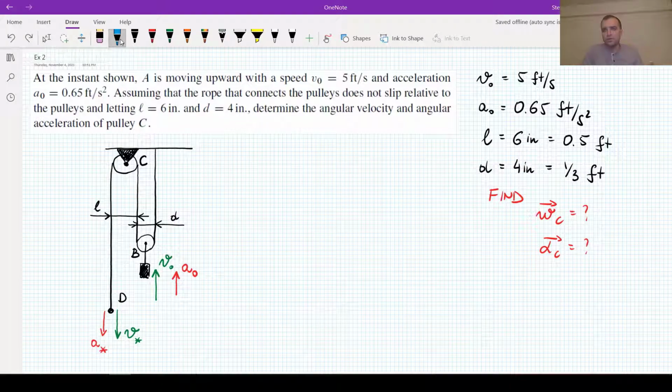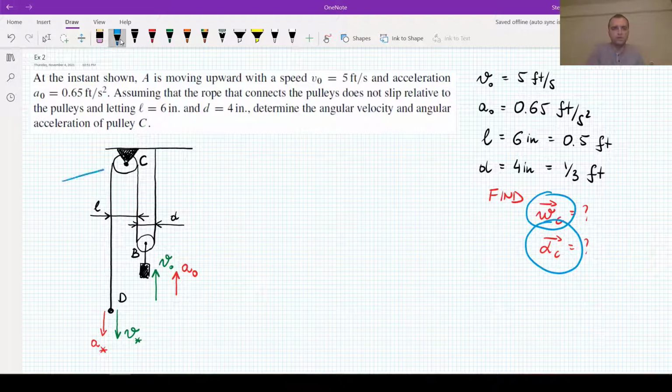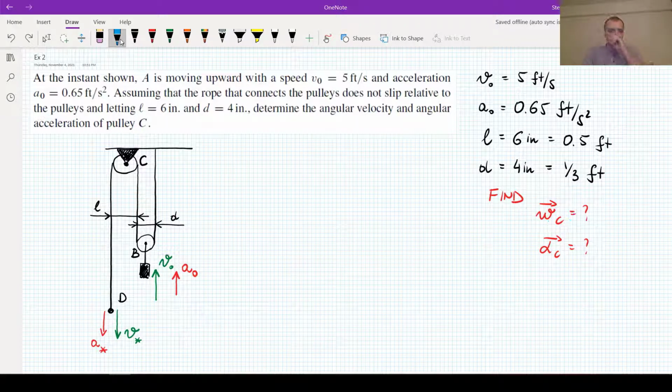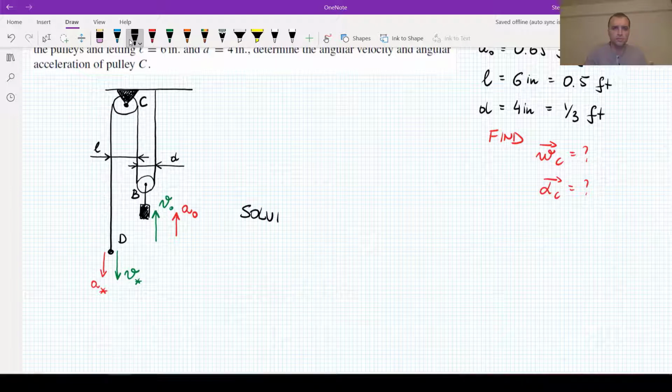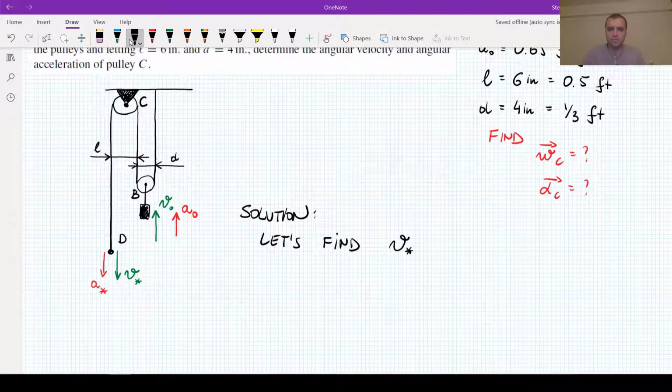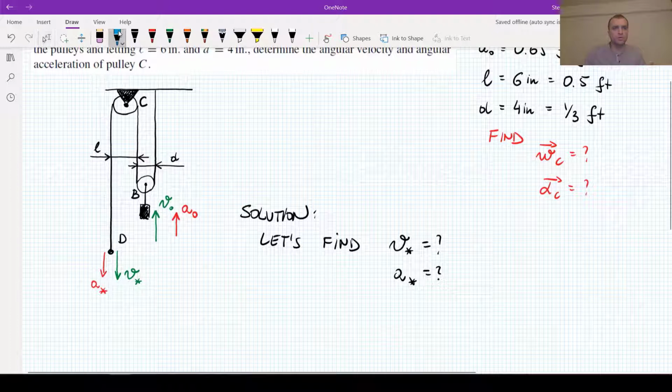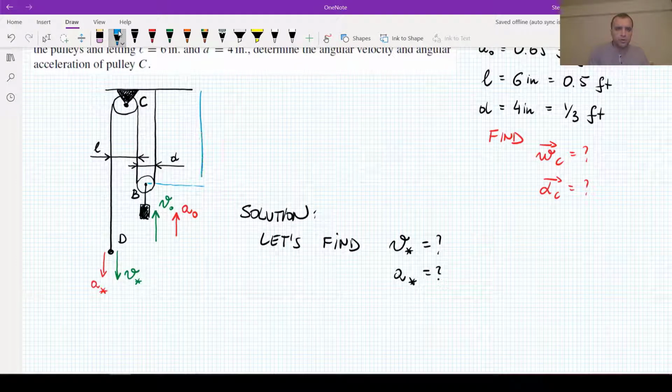They ask us to find angular velocity and angular acceleration of this pulley. Okay, let's do it. Let's solve that problem. Solution. Let's start with finding what is velocity of point D. Let's find V star and A star. Okay, in order to do so, let's do our routine for the pulleys.